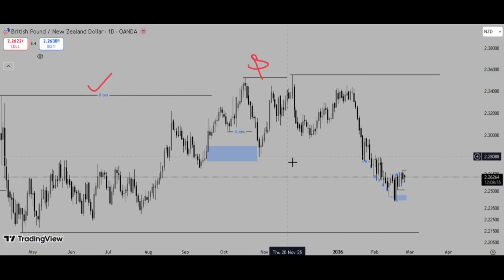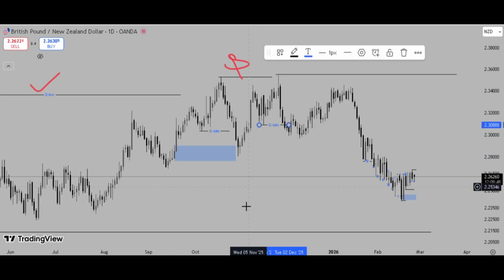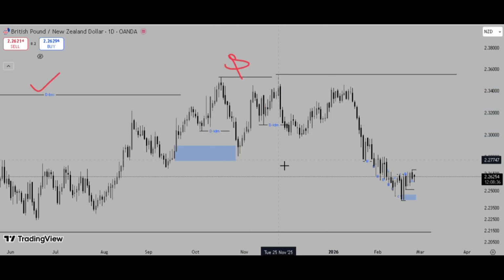Once this happens, it means that your inducement will be shifted from here to here, because if you look from here to this level, you will see that this was the last pullback that the market did to take out this high. And it means that your liquidity level, your inducement level, is here, and your decisional POI will be here. And you see, the market responded again to this decisional POI.